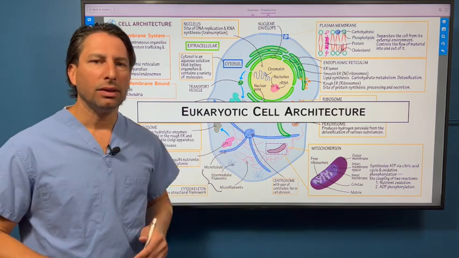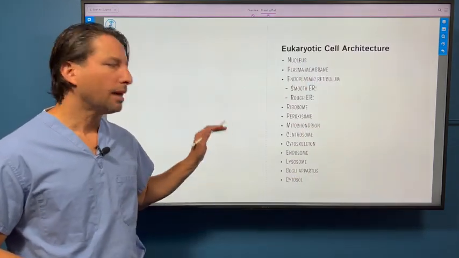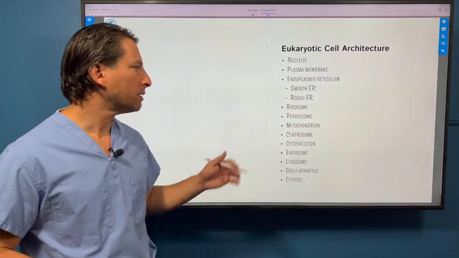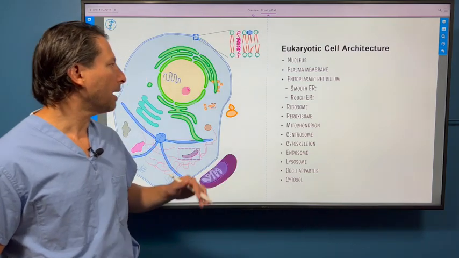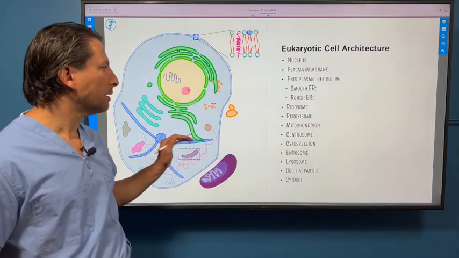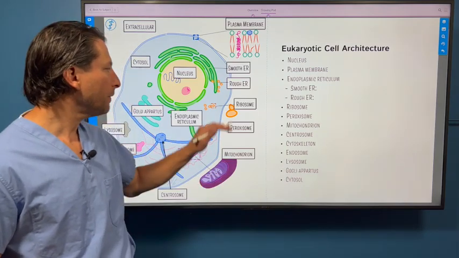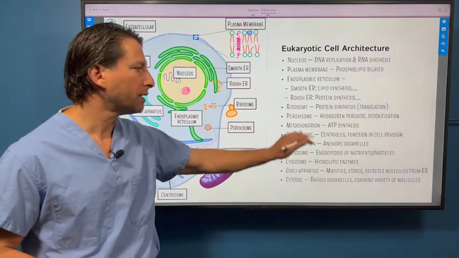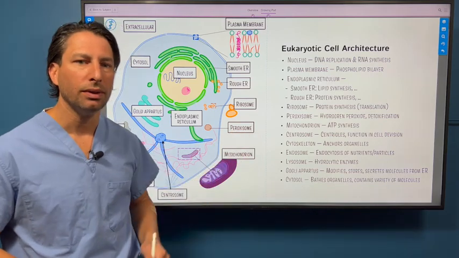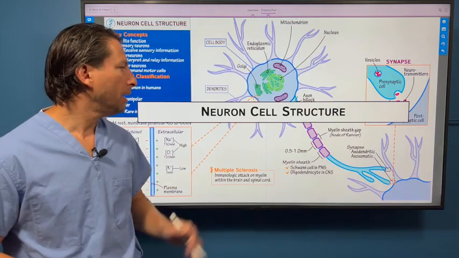Eukaryotic cell architecture, we see this tutorial in a lot of subjects throughout the site, and that's because it's so core to biology. So this is the cell itself. These are the key organelle structures here, and then these are their key functions, and you can walk through this tutorial for a good review.